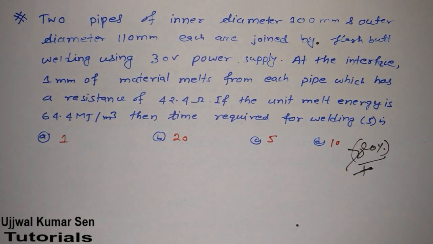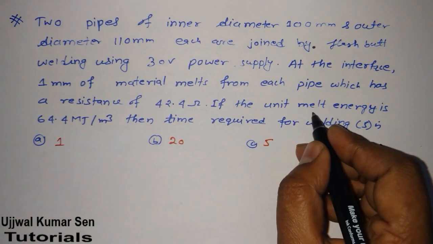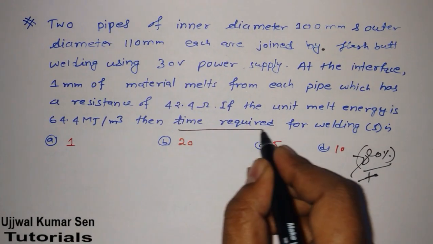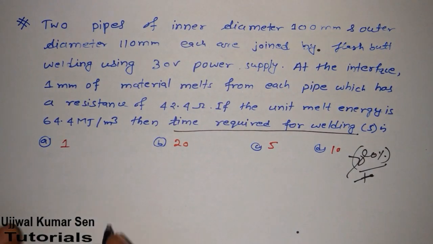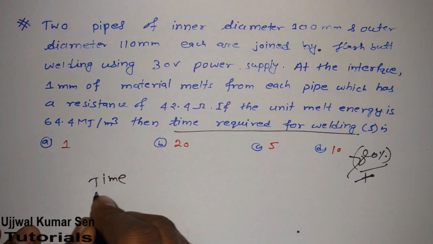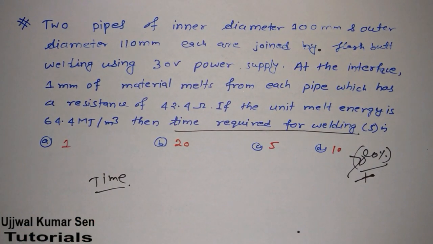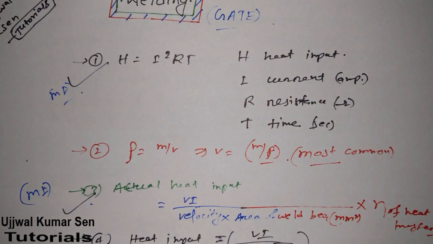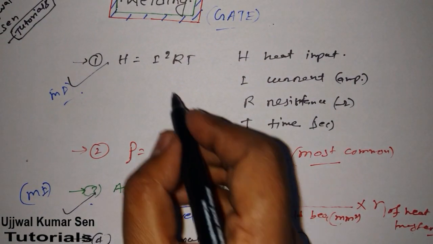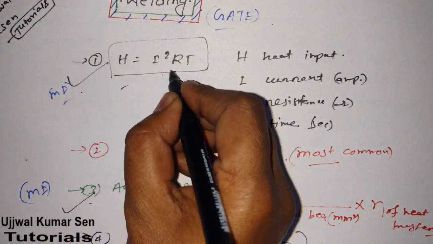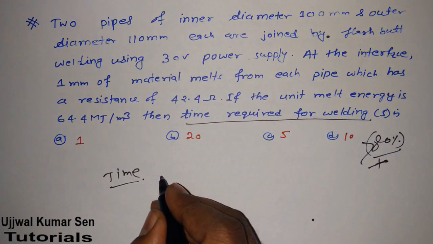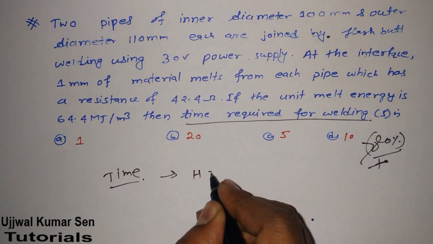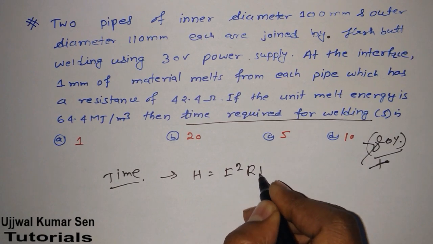So here what we need to find out, if the unit melt energy is this, is the time required for welding. We have to find out time, right? So we have one relation. I have shared with you a couple of videos, a couple of questions, and in this question we have a direct relation with time, this one. So we'll write that here, H is equal to I square RT.